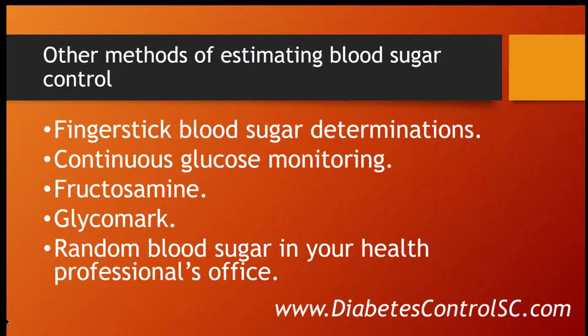Fructosamine measures the amount of sugar attached to the protein. Glycomark is a blood test that indicates good glucose control if it is high and not so good if it is low. Not used as much, but we're starting to use it even more. Random blood sugar at your health professional's office is good, but it only tells you what the blood sugar is right here, right now.